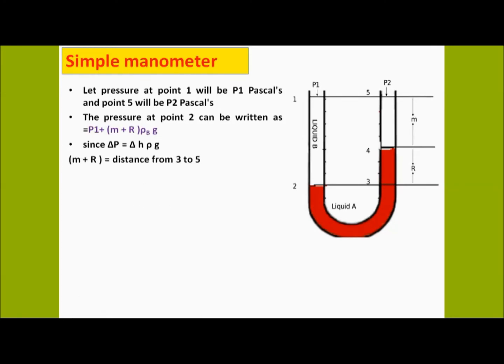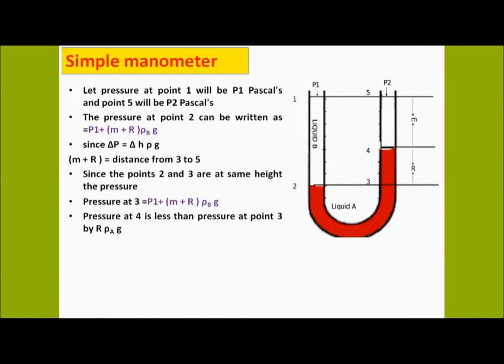So here you see M plus R is simply the distance between 3 and 5, right? Since point 3 and point 2 are at the same height, we know that, right? So you see the pressure at point 3, here also you can write it as P1, as it is the P1 pressure, right? Plus M plus R, similarly like this, M plus R rho B into G. At these two points the pressure will be the same, right?